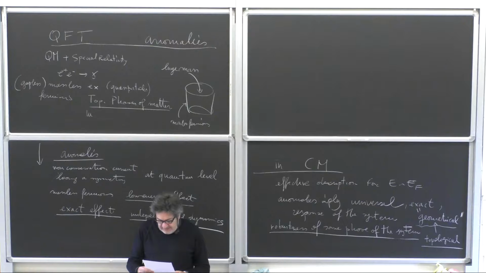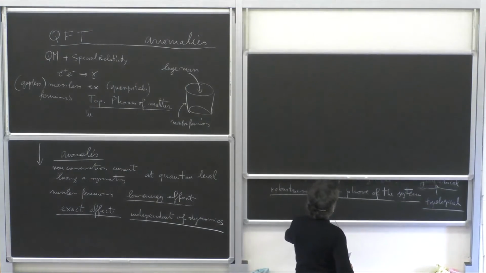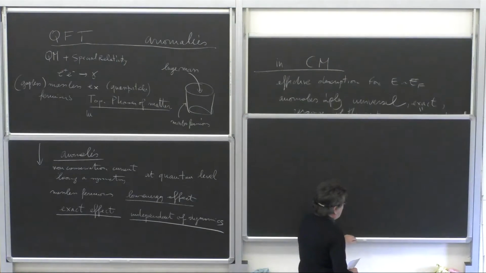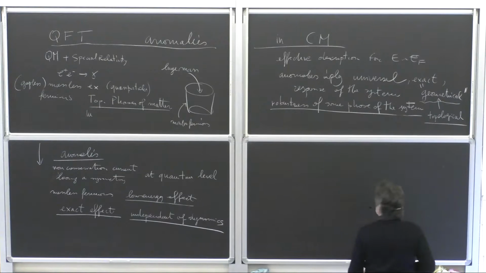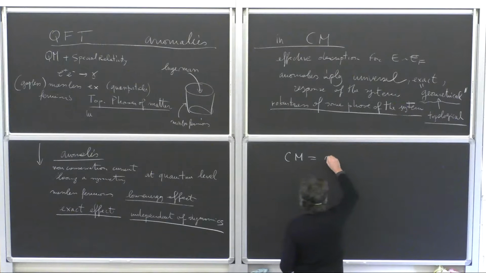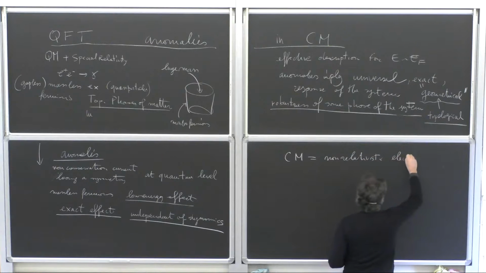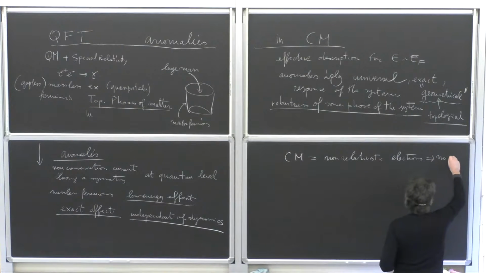Okay. I said this. Then you say, well, but in condensed matter I don't have a relativistic theory. So condensed matter is non-relativistic electrons. So how does this work? No anomalies, okay? So how is this possible?